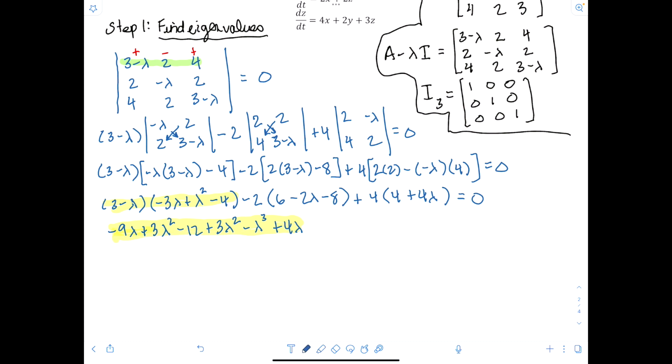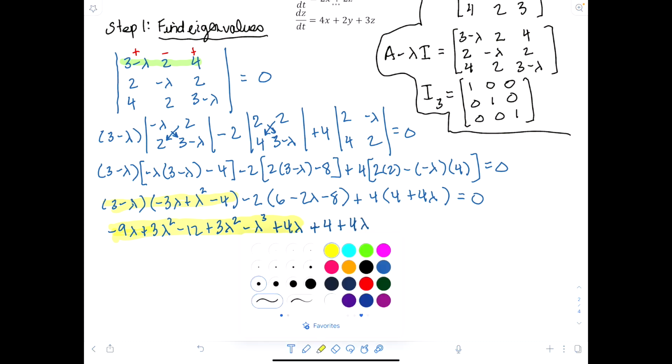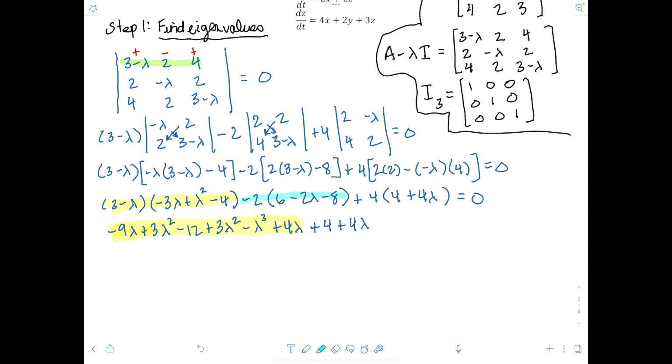And then we will have, let's see, 6 minus 8 is negative 2. So we'll have plus 4 and then plus 4 lambda. And that's this one. And then we will have plus 16 plus 16 lambda is equal to 0.